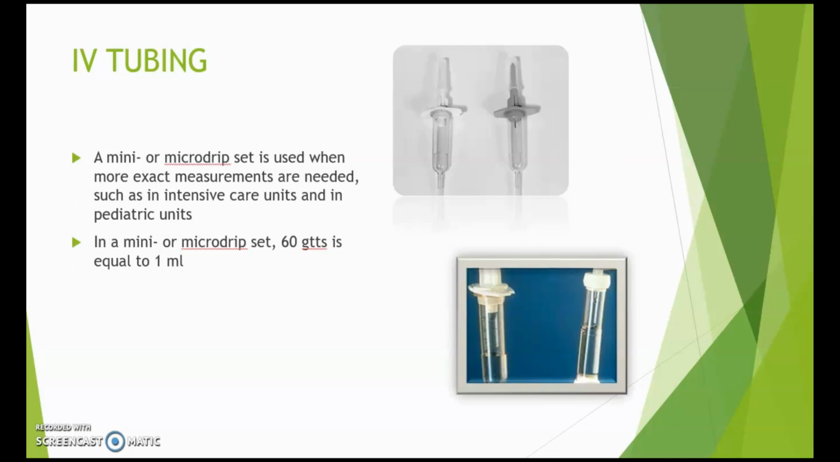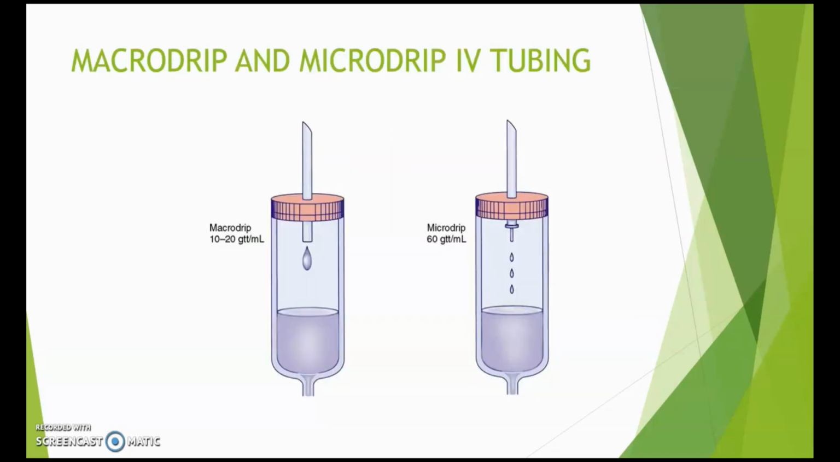Continue. A mini drip or micro drip set is used when more exact measurements are needed, such as in intensive care units and in pediatric units. In a mini drip or micro drip set, 60 GTTs is equal to 1 ml. A few images here, macrodrip versus microdrip, a 20 as opposed to 60.